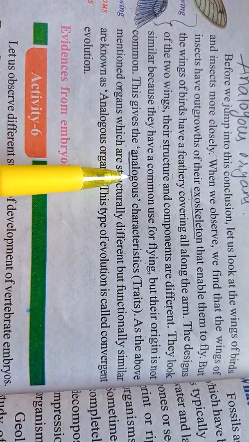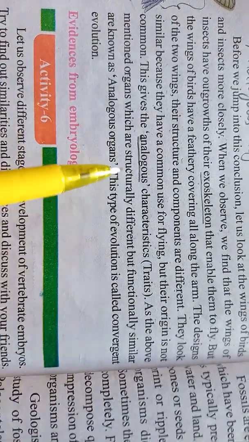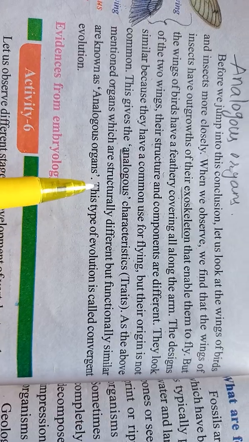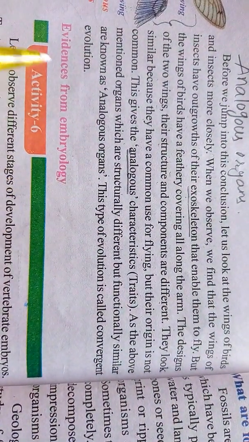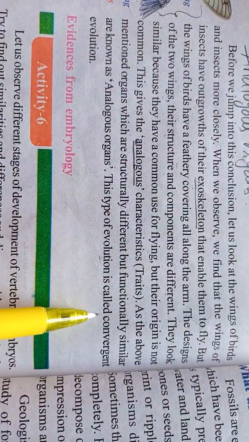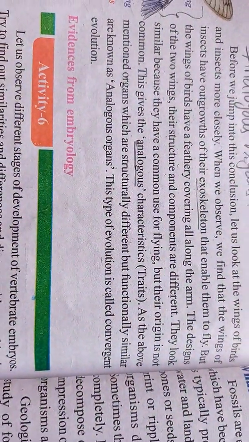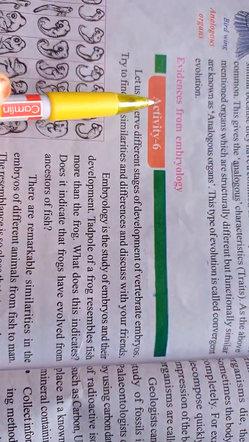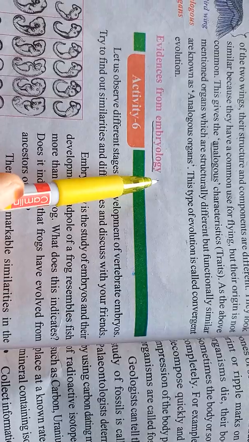What is the definition of analogous organs? Having different structure but functionally the same, we are calling it analogous organs. This type of evolution is called convergent evolution. Now we will discuss the evidence from embryology. The study of embryos, we are calling it embryology.